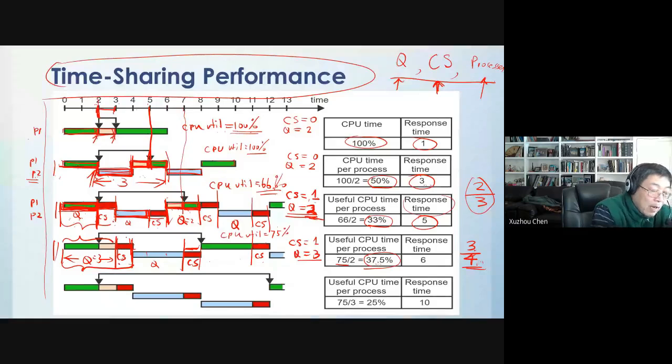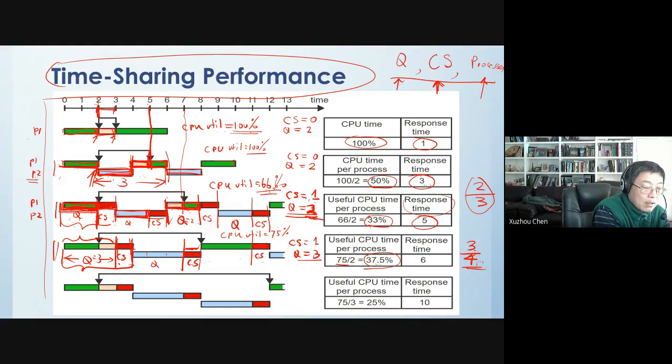So if the context switching time is fixed, then in order to increase the CPU utilization, you have to increase the time quantum, right? That way, you're going to increase the CPU utilization. For example, if the time quantum is 2, the CPU utilization is 66%. If the time quantum is 3, then it's 75%.